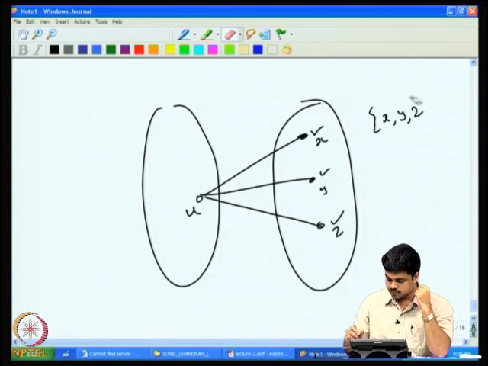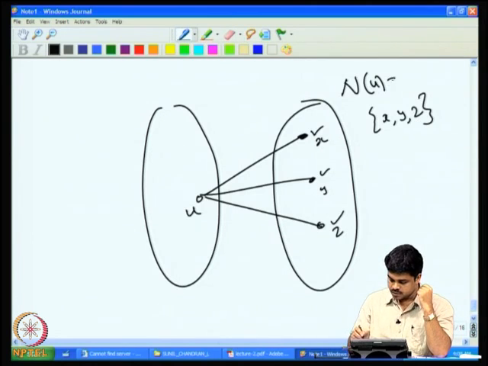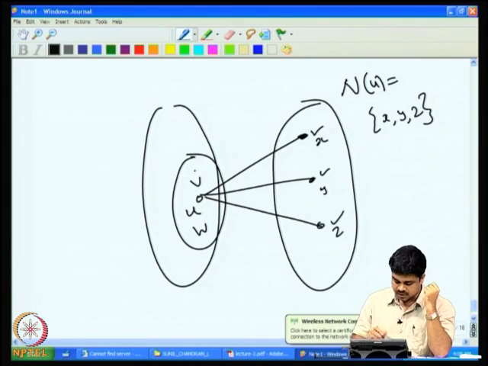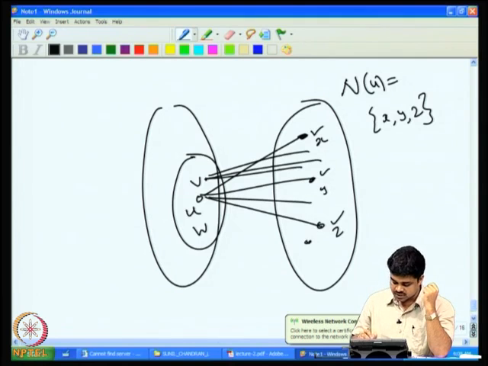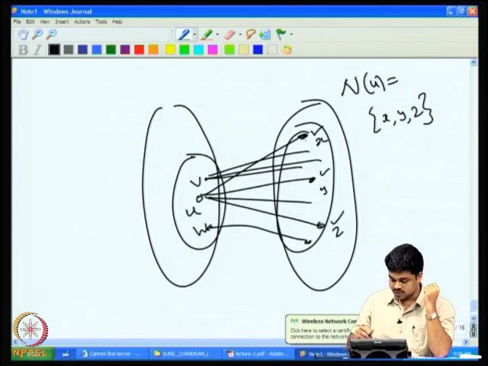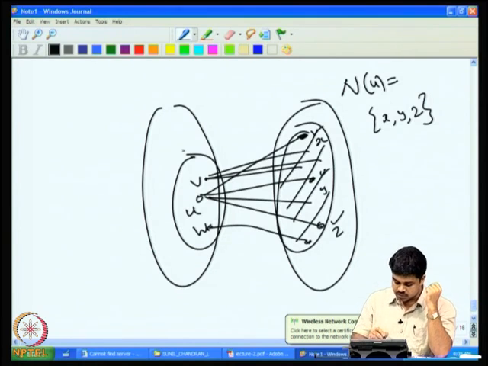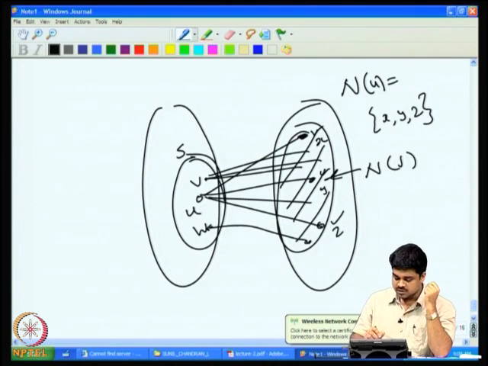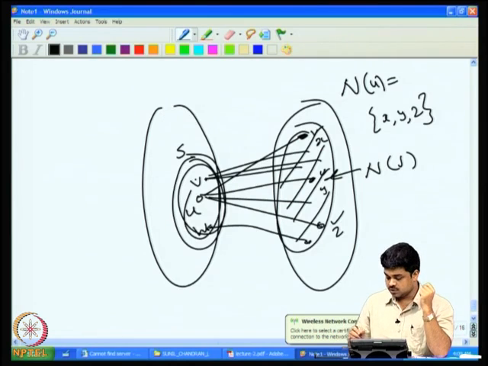This is N of U. Now, we can also take a collection of vertices here, maybe U, V, W, and look at the neighbor set of all these vertices. For instance, a vertex here which is a neighbor of at least one of them will be collected together, and suppose this collection is S, this will be N of S. N of S will be the set of vertices on this side such that each is a neighbor of at least one of the vertices from S. This is called N of S.